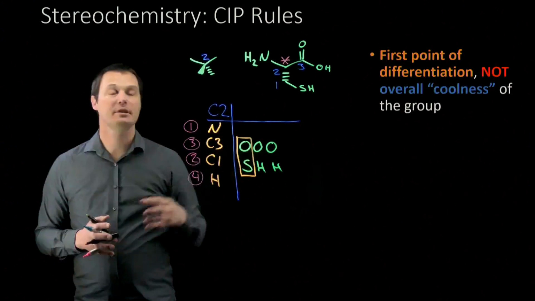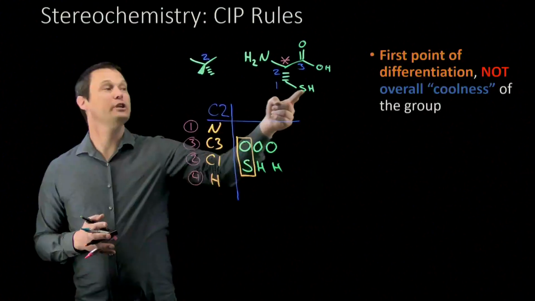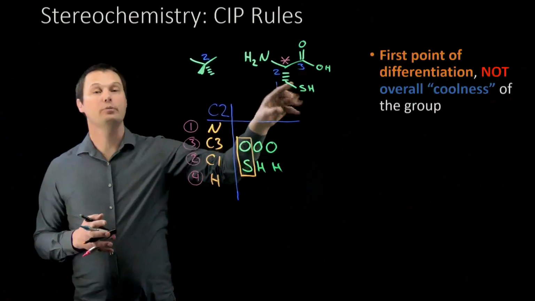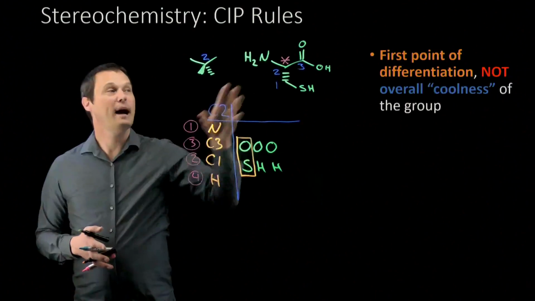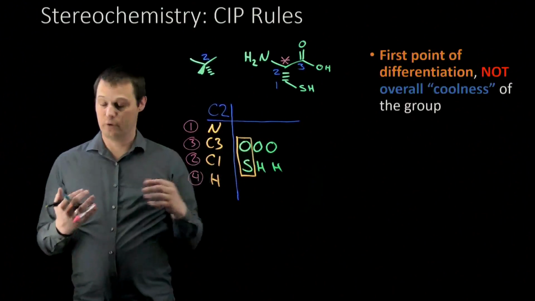And when we line our elements up in priority order, the first point of differentiation says that this small little SH group is a higher priority than this much cooler looking carboxylic acid group. So while it may look odd on its surface, if we go through the analysis, it's really quite straightforward.